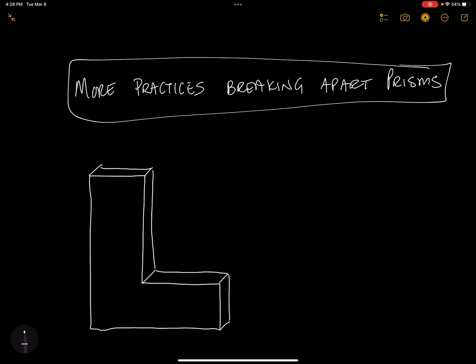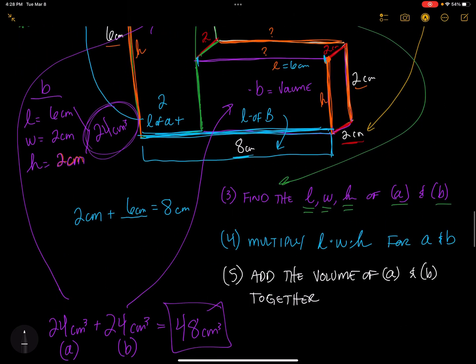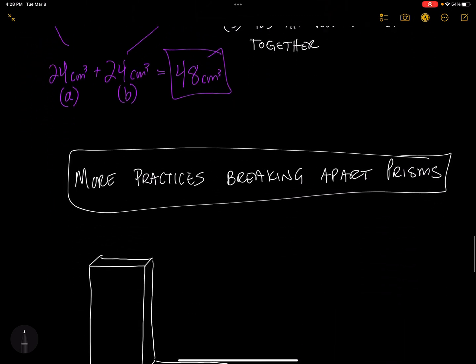All right, hey everybody. So let's just do some more practice breaking apart the prisms. We're not going to calculate the volume. We're not going to go through all 5 steps like we talked about up here. We'll only do the first three, okay? We're going to do the first 3.